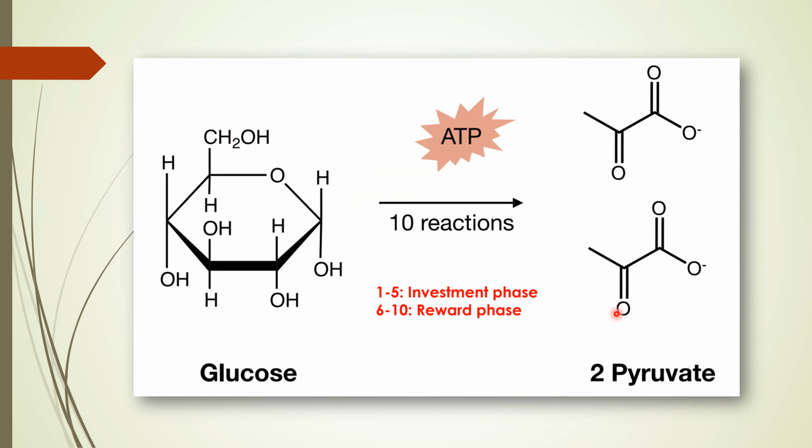So this energy is being consumed, right? That's why it is called an investment step. While in the 6 to 10 step, there is the synthesis of the ATP molecules. That's why we call this the payoff step, because now there is energy being produced.